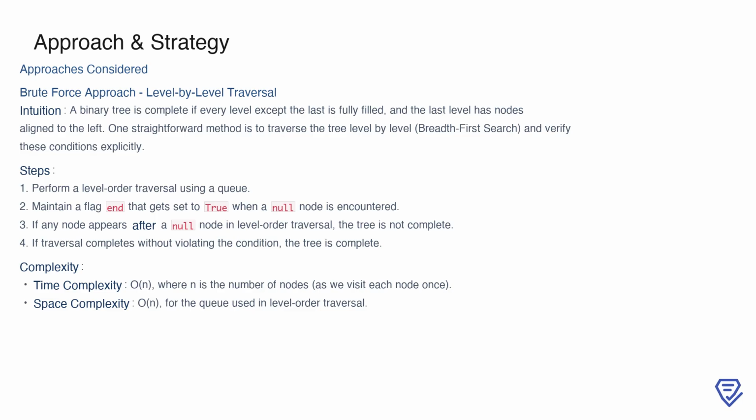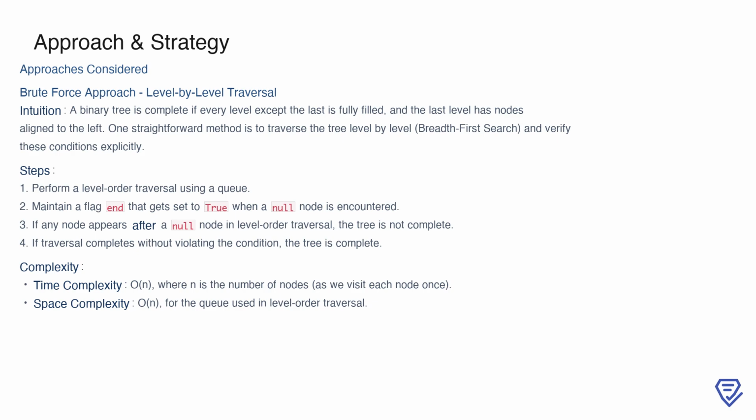To determine if a binary tree is complete, we can start with a brute force approach that leverages a level-by-level traversal. The intuition here is based on the definition of a complete binary tree. Every level except possibly the last is fully filled, and the nodes of the last level are aligned to the left. To implement this, we use a breadth-first search, or a level-order traversal, and verify these conditions explicitly.